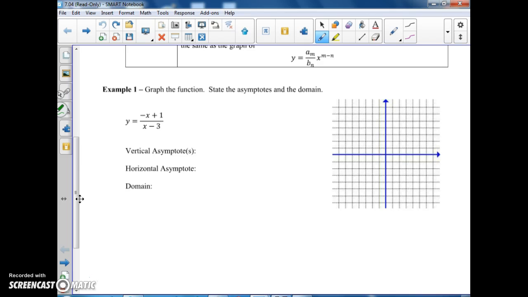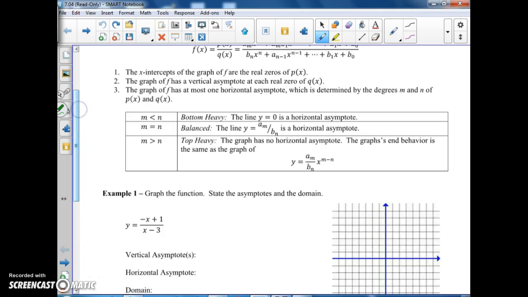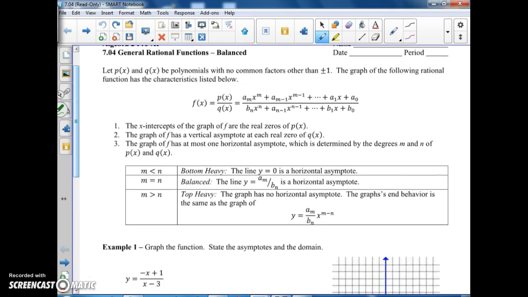All right, so here comes the first thing. When it's balanced, what you do is find the horizontal asymptote. You have to use this equation: Y equals A sub m over B sub n. Now look at where A sub m is. Look at where B sub n is. Everybody see where those are located? Okay, so this is simple as can be.